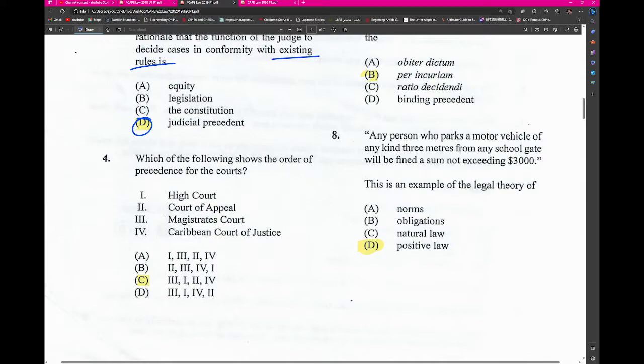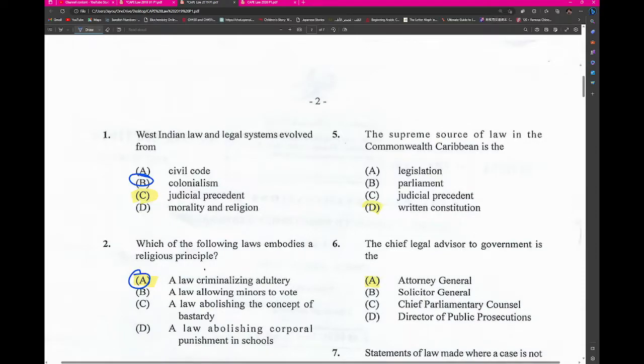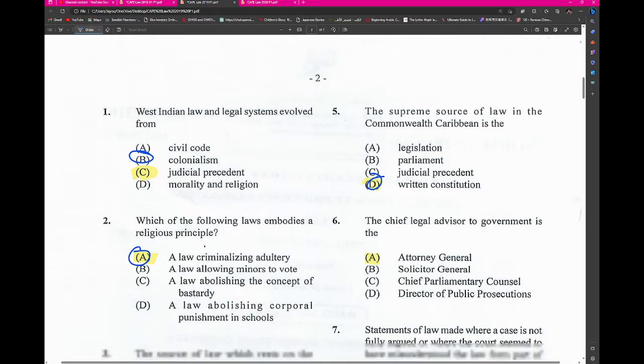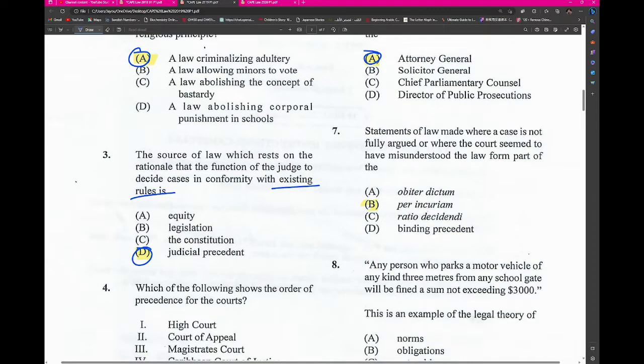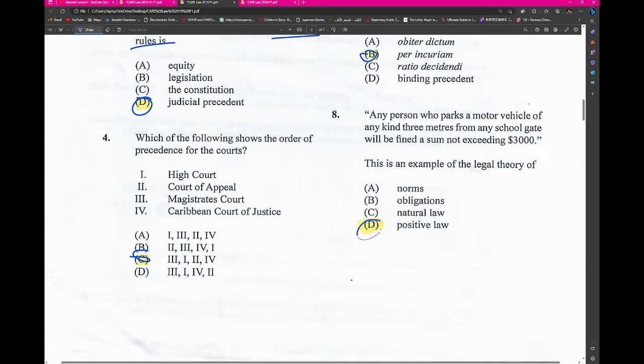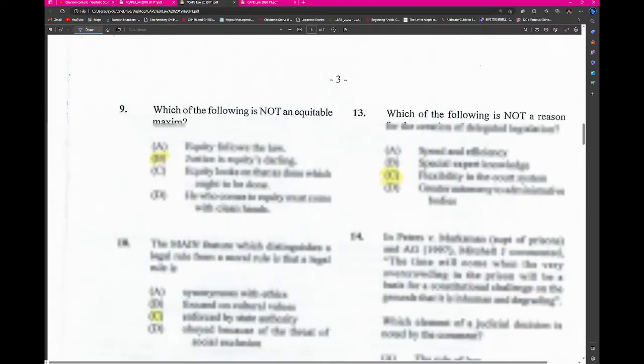Alright, so I believe so. The Caribbean Court of Justice will come last. So if you see the Supreme Court, well, the supreme source of law in the Commonwealth Caribbean is the written constitution. The chief legal advisor to the government is the Attorney General. A statement of law made where the case is not fully argued is per incuriam. Right, and we saw this as well, the positive law.